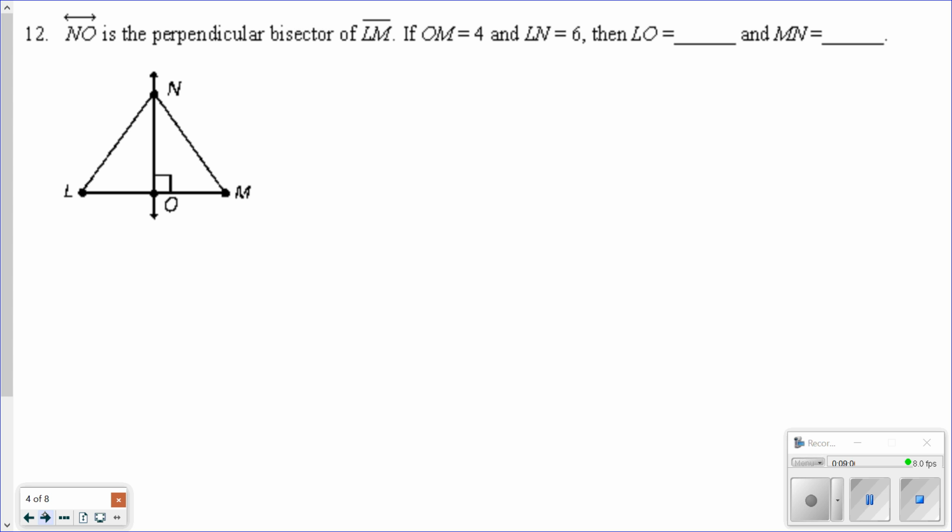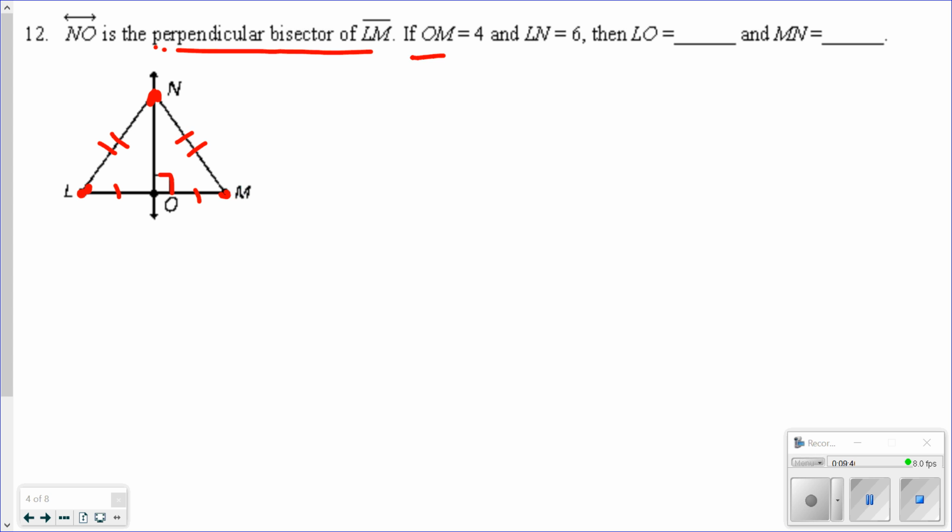All right, next, NO is perpendicular bisector of segment LM. If OM is equal to 4 and LN is equal to 6, then LO is equal to what? And MN is equal to what? All right, so let's label what we know. So since NO is a perpendicular bisector, we have a 90-degree angle here, and we know these segments are congruent. We also know that if this is a perpendicular bisector, N is equidistant from points L and M. So I can also set these equal to each other.